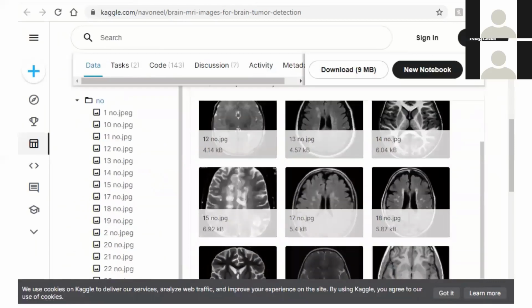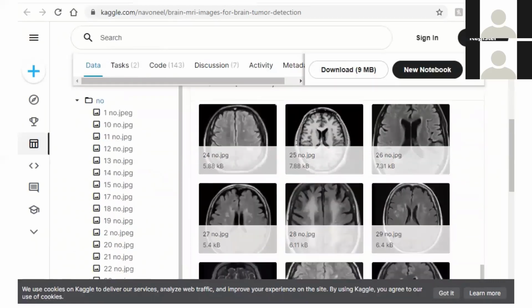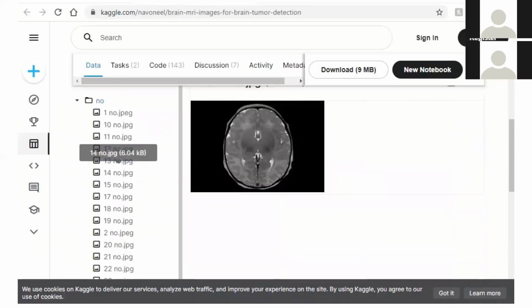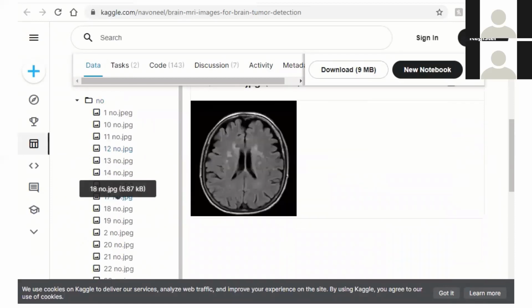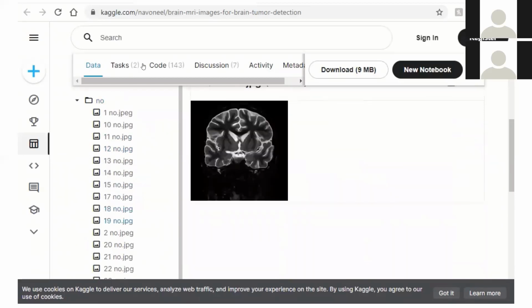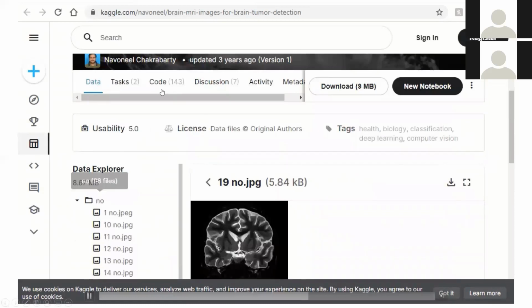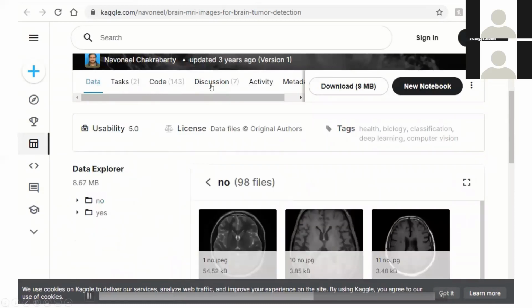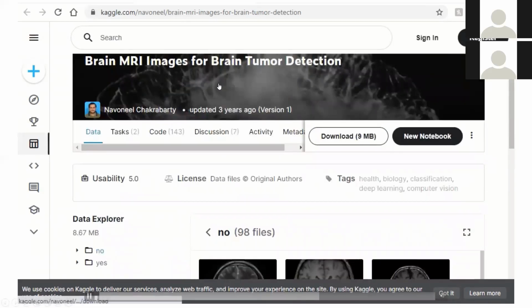Here are all the details about size, number of files, and everything related to this data set. Moreover, you can see at the top, there are codes, tasks, discussions available. So it means there is help available as well for using this data set.